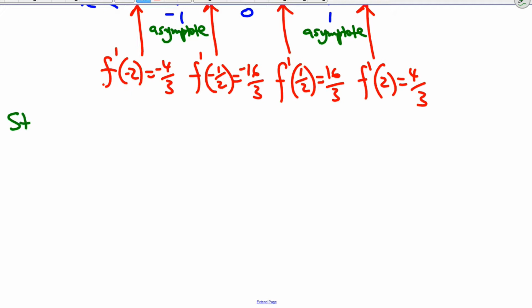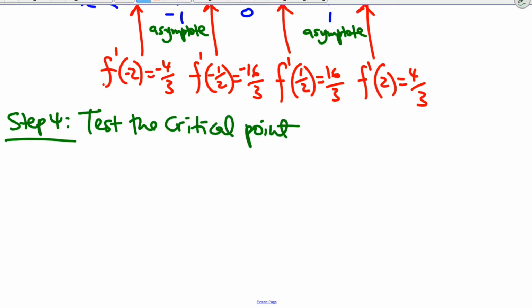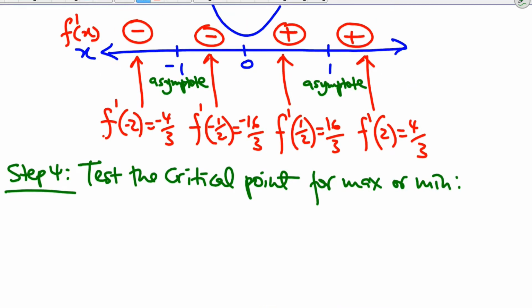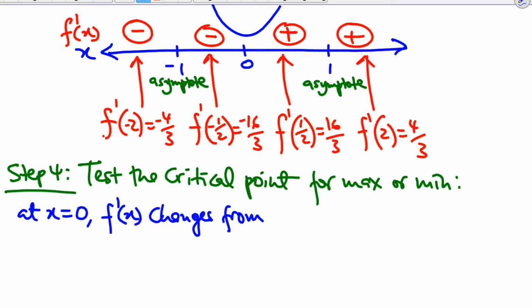So in step 4, where we need to test the critical points for maxima or minima, we can just go ahead and say, well, by looking at that point, and we've just looked at it from above there, we can see that at x equals 0, the slope changes from negative to positive, okay? Which means this is a minimum point.